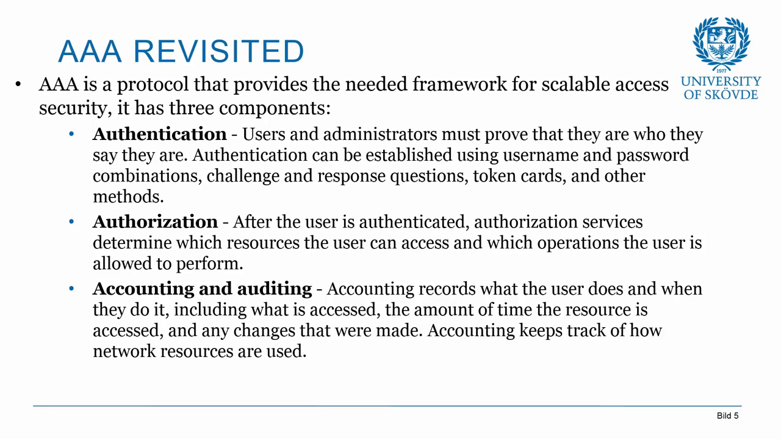Authorization, which means that after we authenticated the user, we need to use some authorization service that determines what resources the user can access and what operations the user is allowed to perform. The final part is accounting and auditing, and accounting records what the user does and when they do it, including what is accessed, the amount of time the resource is accessed, and so on and so forth. And accounting keeps track of how network resources are used.